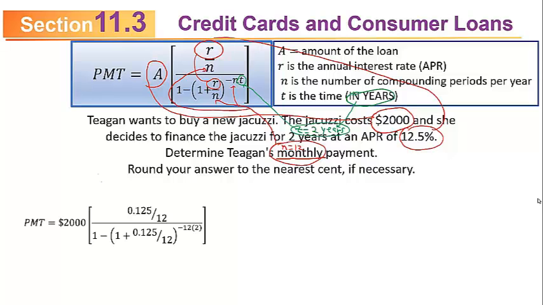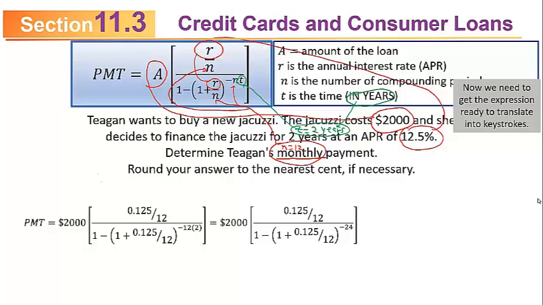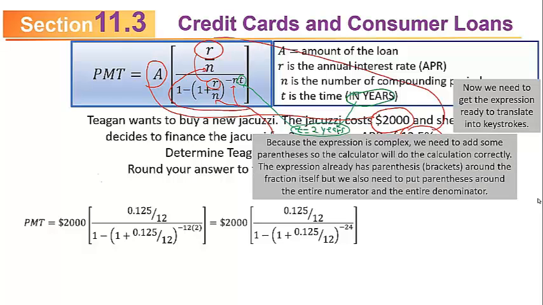Plug all those values in there, and now it becomes a calculator problem, and you have to be careful. I would suggest that you go ahead and multiply 12 times 2 and get 24. Actually, a negative's up there too, so it would be negative 24. I'd also remember what I said earlier about when you have a complex expression with a fraction within a fraction, it's always a good idea to put parentheses around the entire numerator and the entire denominator, like so.